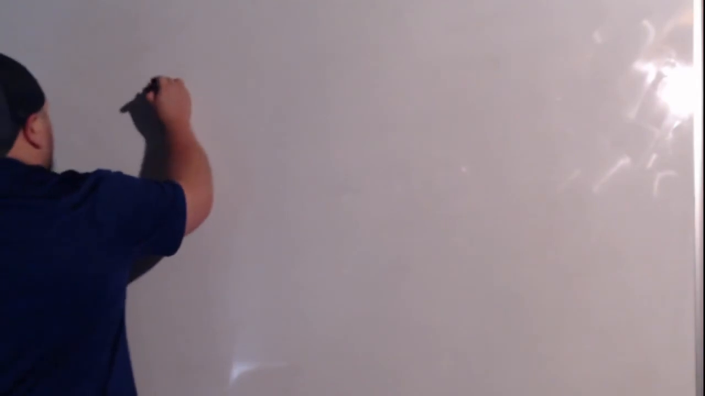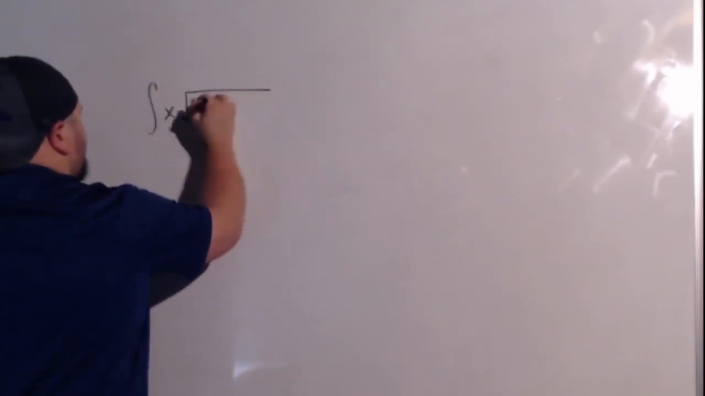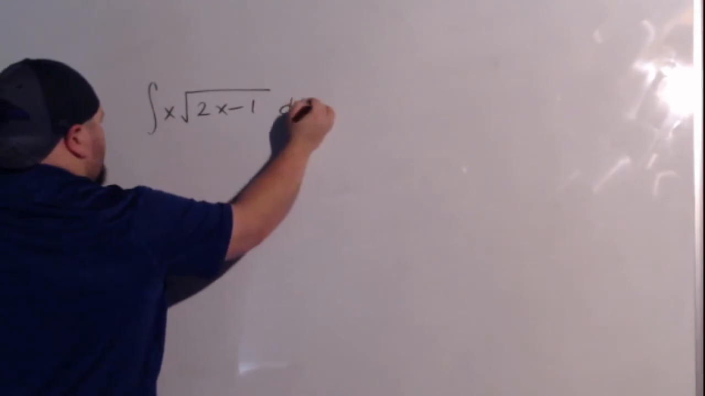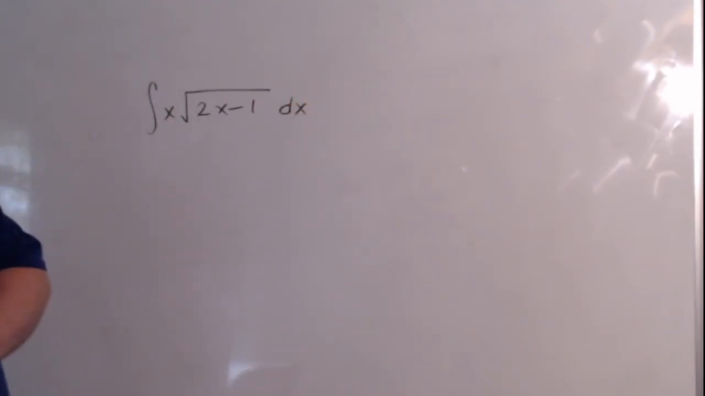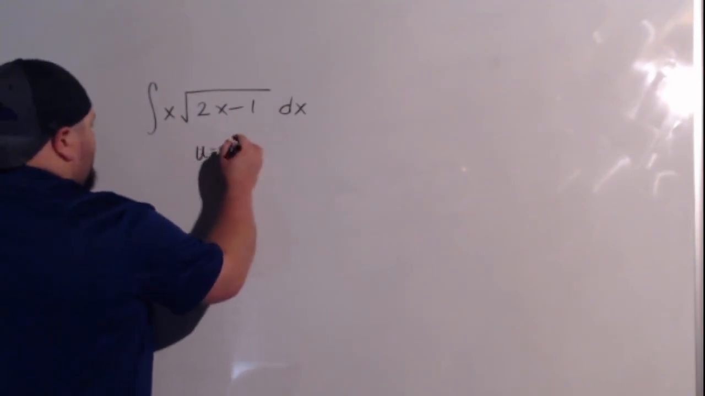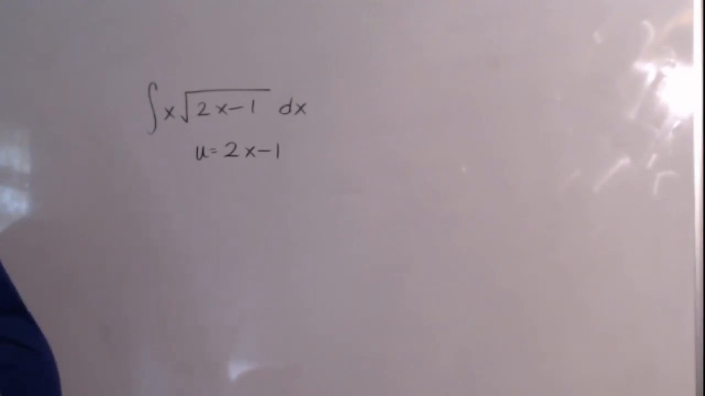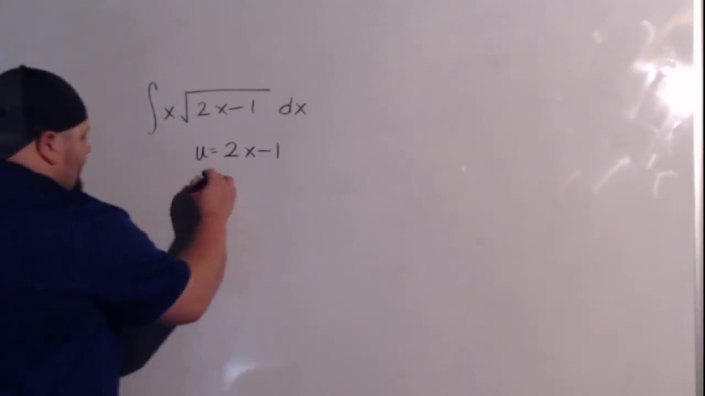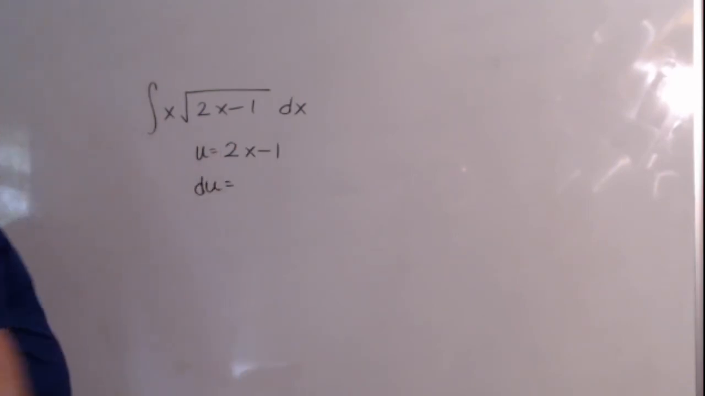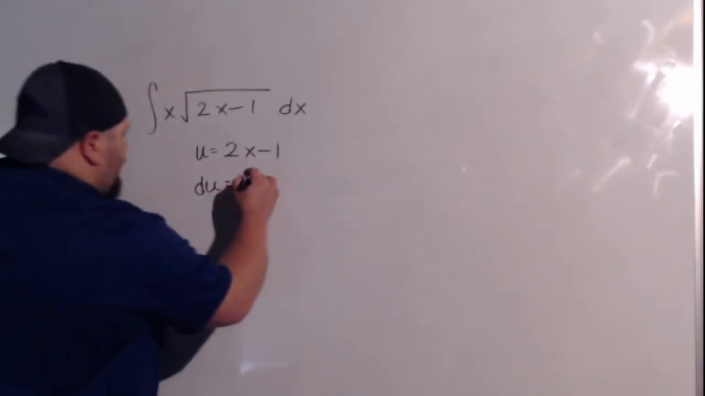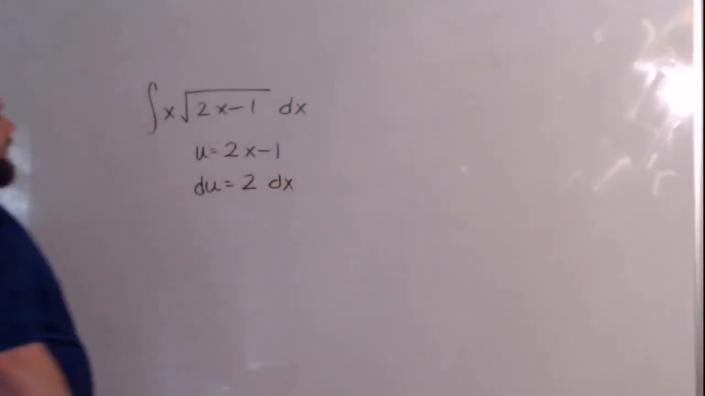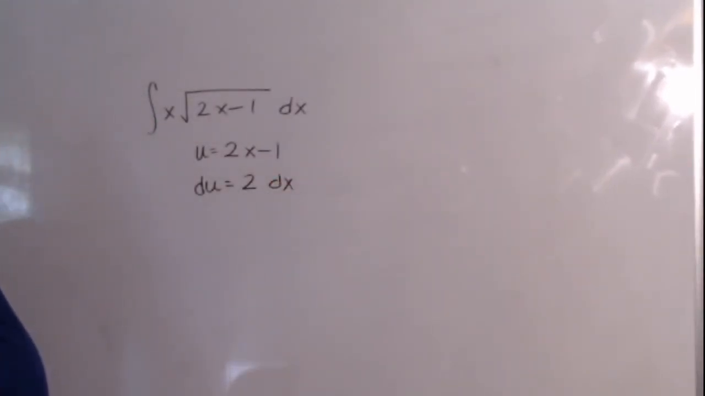So let me look at this one. Okay, I've got a radical. I've got my dx there, and I got this x on the outside. So naturally, you should want to let u equal the inside under the radical. And that is in fact a good choice. But what happens when I differentiate 2x? Well, I get back 2. Okay, that's great. But I've got this x out here that I don't know what to do with.